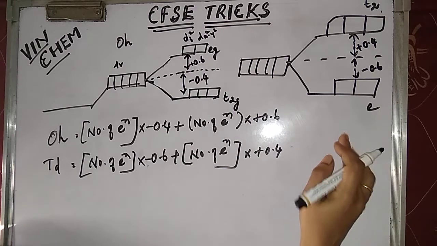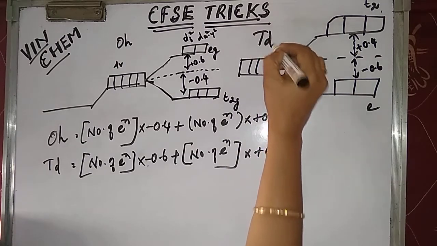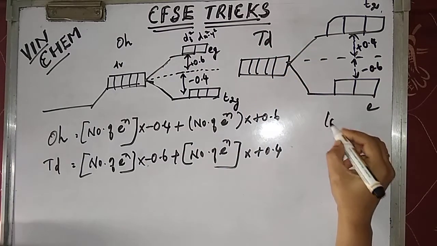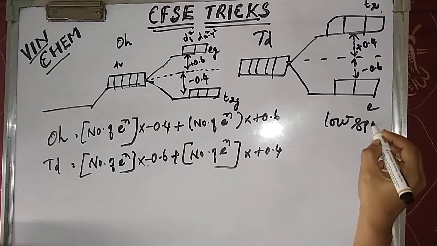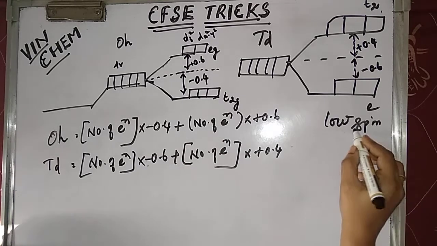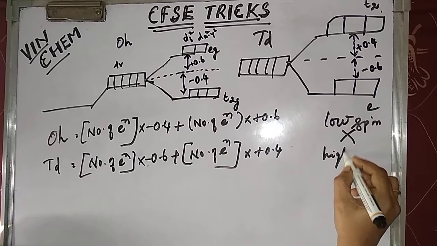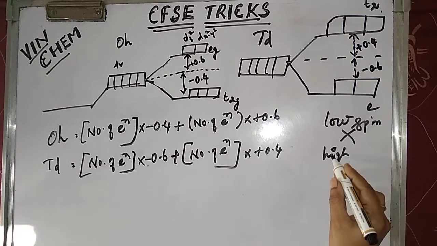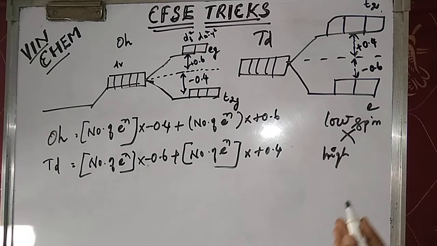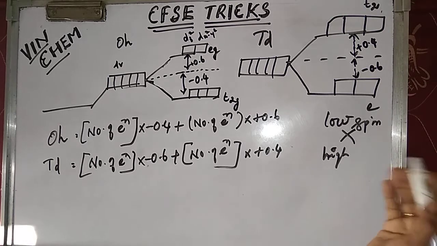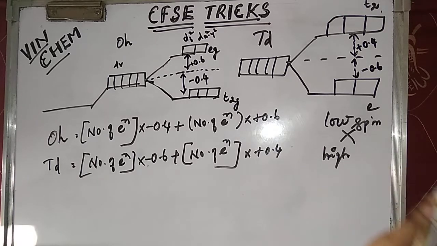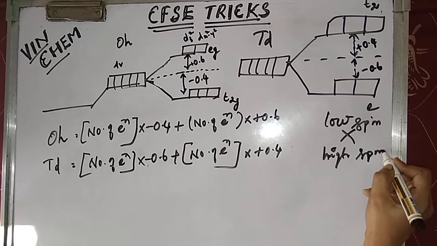And one more thing, if it is a tetrahedral field, there is no low spin. There are no low spin complexes in the tetrahedral field. Only high spin is possible. High spin means the ligand, no, you don't need to check the ligand. The ligand is always a weak ligand. A weak ligand always gives high spin complexes.